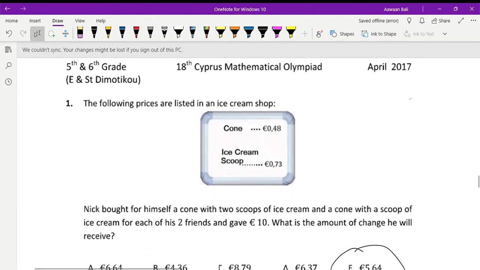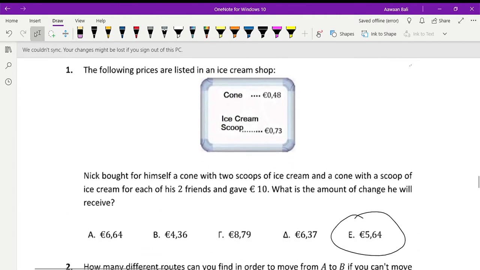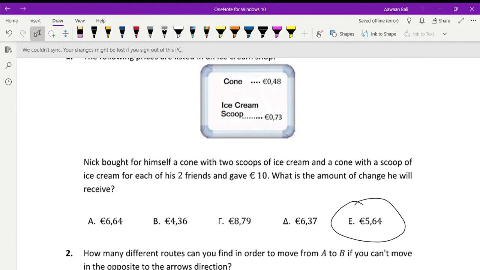Question number 1. The following prices are listed in an ice cream shop. So a cone is €0.48, basically 48 cents. An ice cream scoop is 73 cents. Nick bought for himself a cone with 2 scoops of ice cream and a cone with a scoop of ice cream for each of his 2 friends and gave €10. What is the amount of change he will receive?